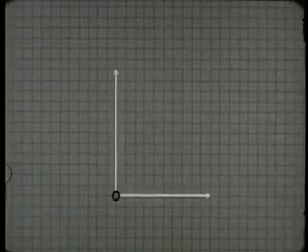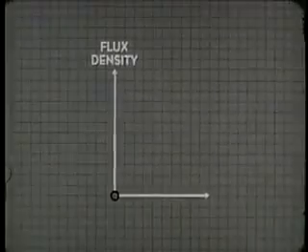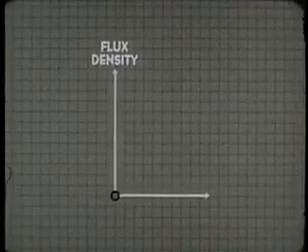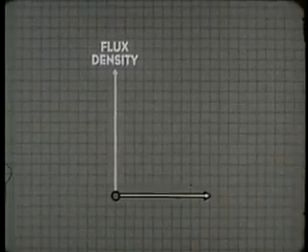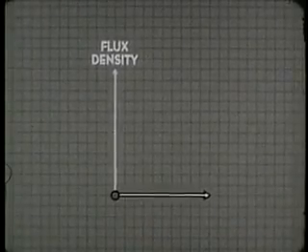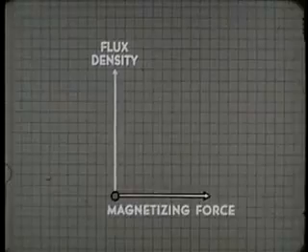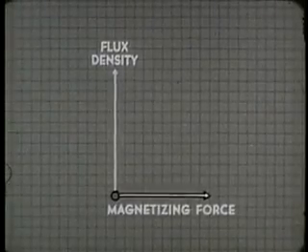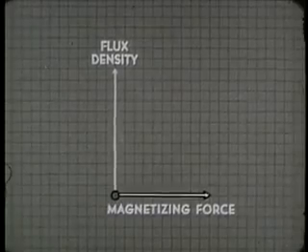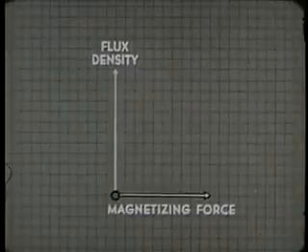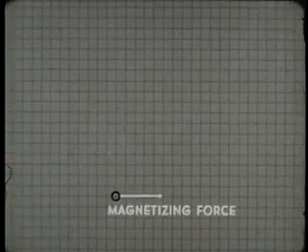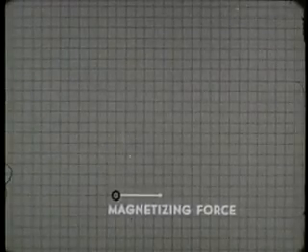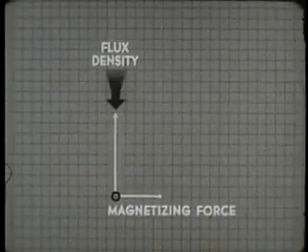We measure the magnetism of the core in terms of its flux density, which is the number of magnetic lines of force per square inch. The horizontal axis will represent the magnetizing force of the winding. Remember that the magnetizing force is the cause and the flux density is the effect. Initially, a relatively small amount of magnetizing force produces a relatively high flux density.